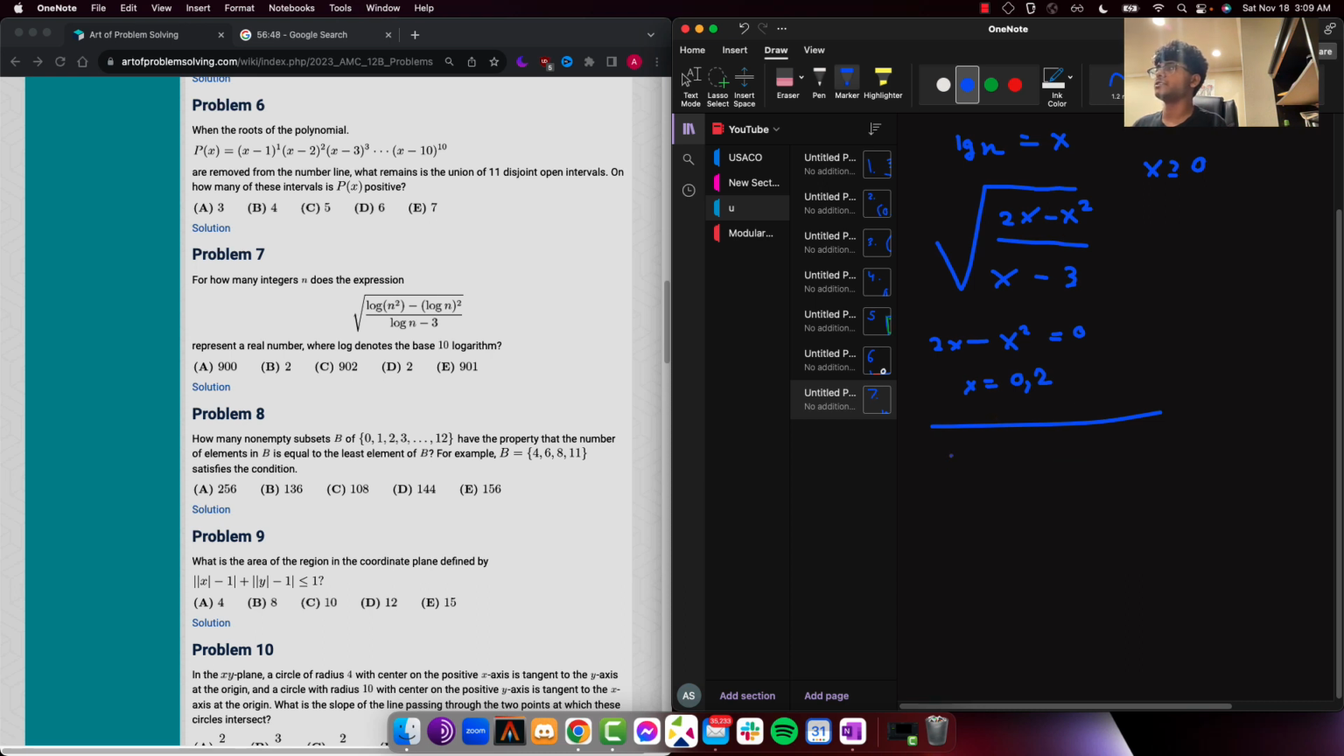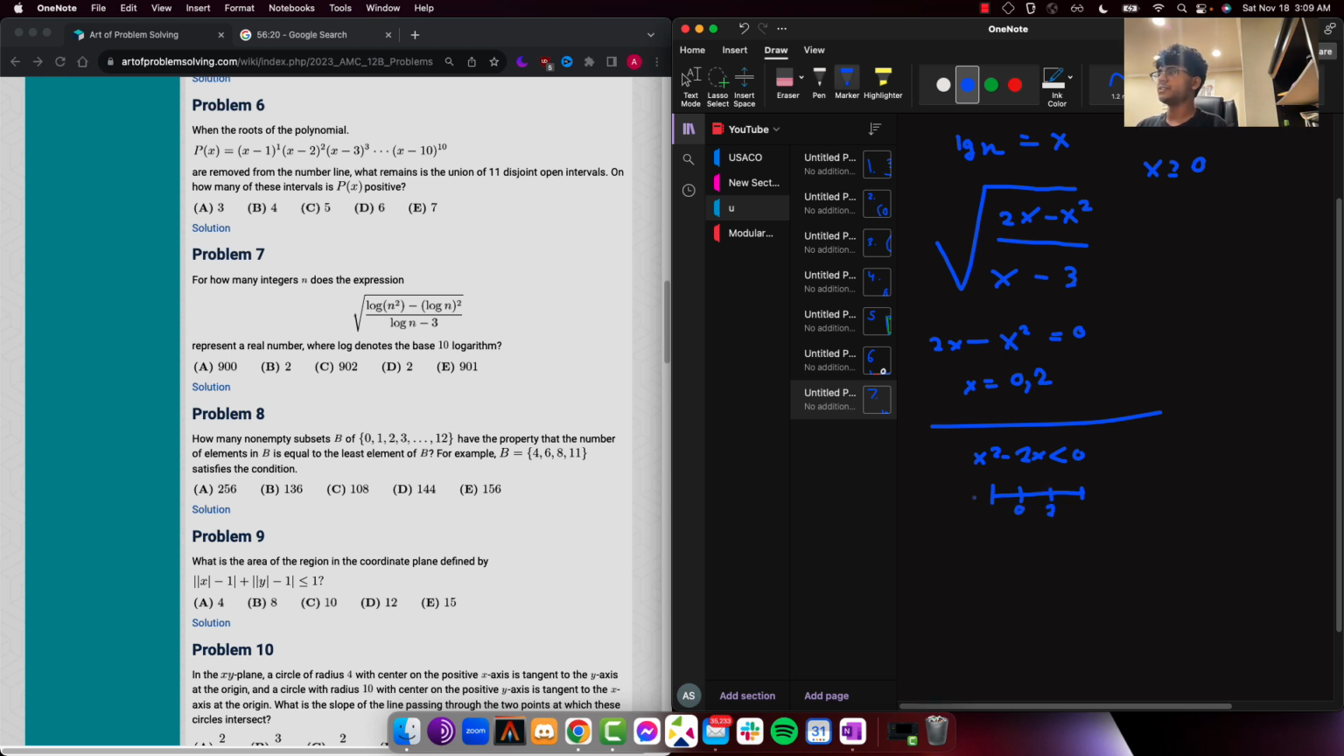So 2x minus x squared has to be greater than 0. Or I'll just write that as x squared is less than 2x. Or x squared minus 2x is less than 0 actually, because that will make it easier to visualize. So the critical points of this inequality are 0 and 2. So when we draw out the number line, then we can visualize it as 0 and 2.